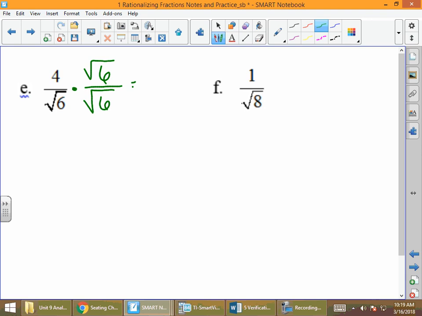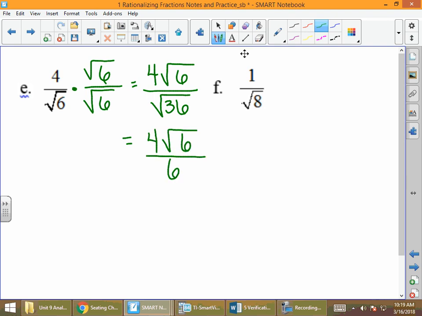And we end up with 4 times the square root of 6 divided by 6 times 6, which is 36. We're following the same process that we've been following on all of them. We know that this process is going to help us eliminate the square root in the denominator, and it does. This gives us 4 times the square root of 6 divided by 6. Square root of 36 is 6.